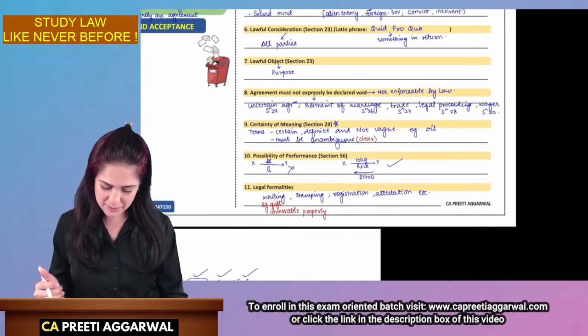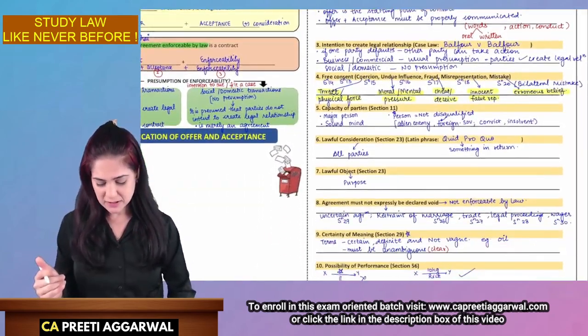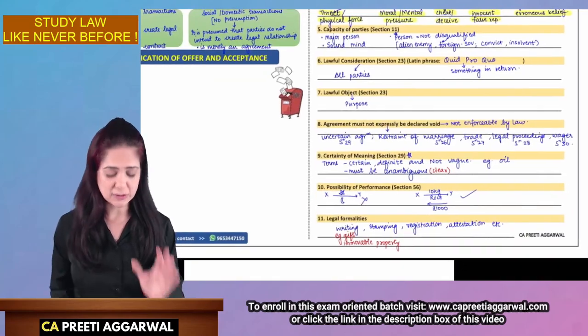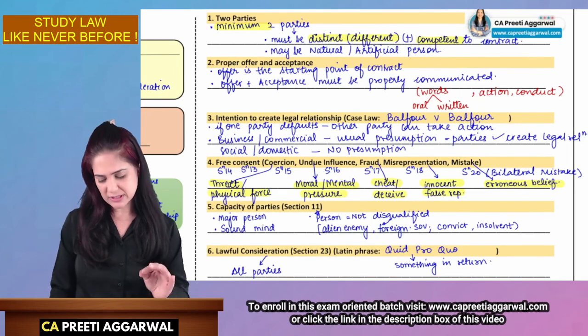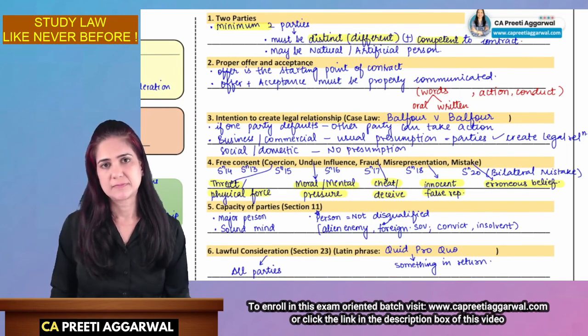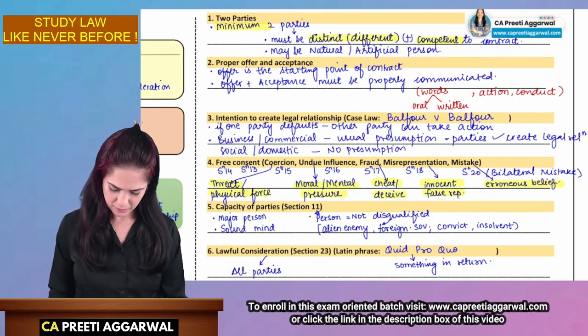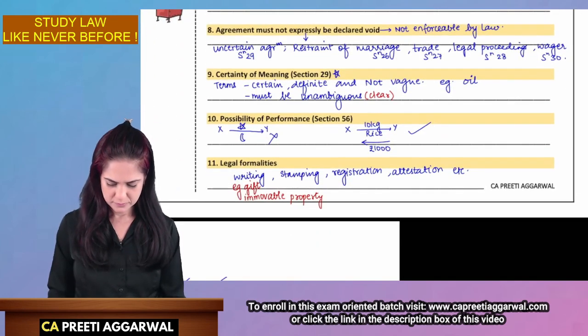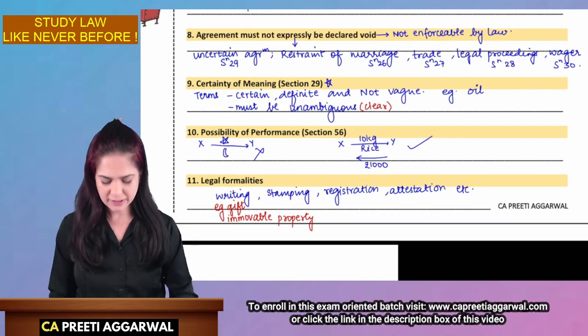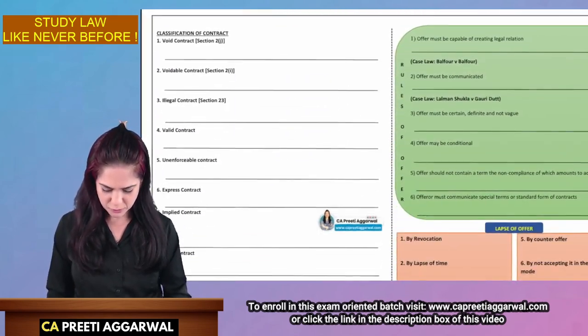All these essential elements need to be present to make a valid contract. Now check whether you have written everything. These are my keywords. Okay, these are my key points. You have covered everything, right? Very good. Now let's proceed.